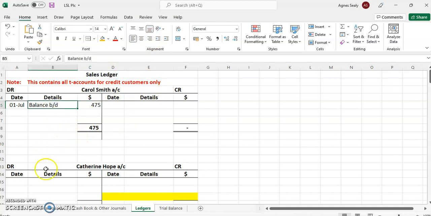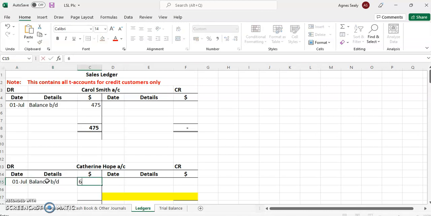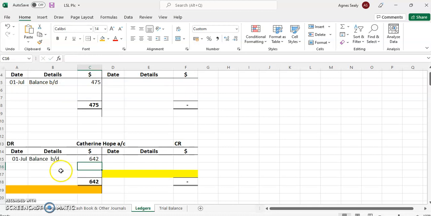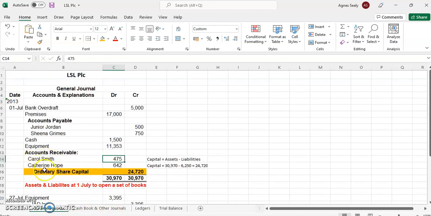And then for Carol Smith, 1st of July, Catherine Holt, the balance brought down is 642. So you put in those balances. Then, so those were the ones that they had before.